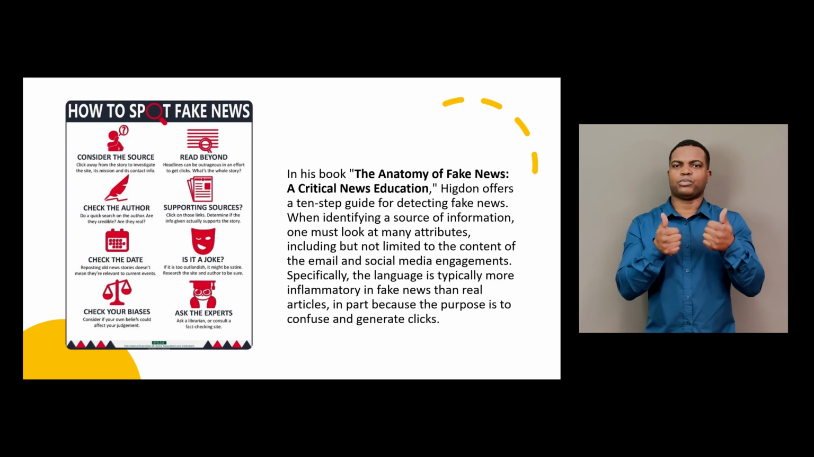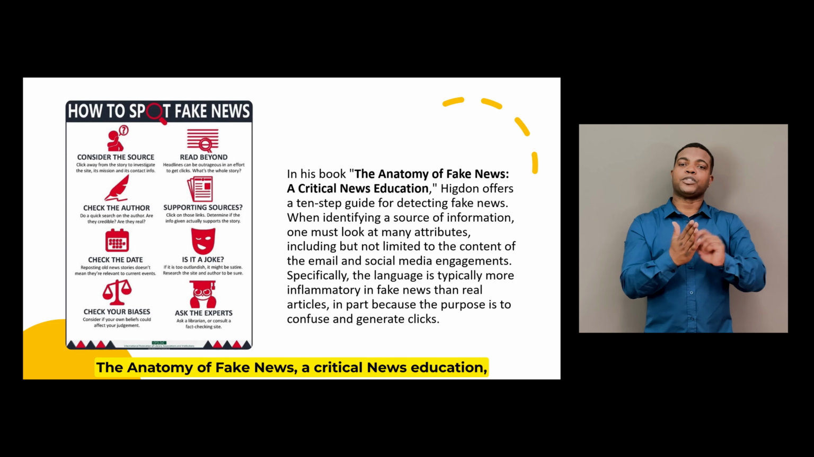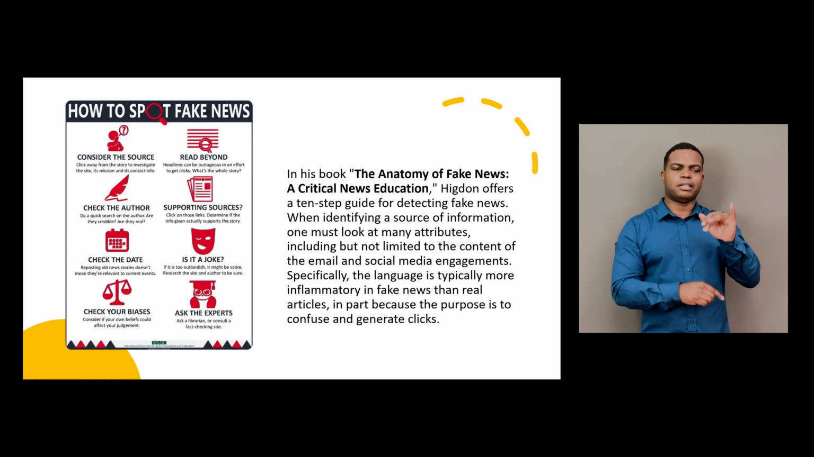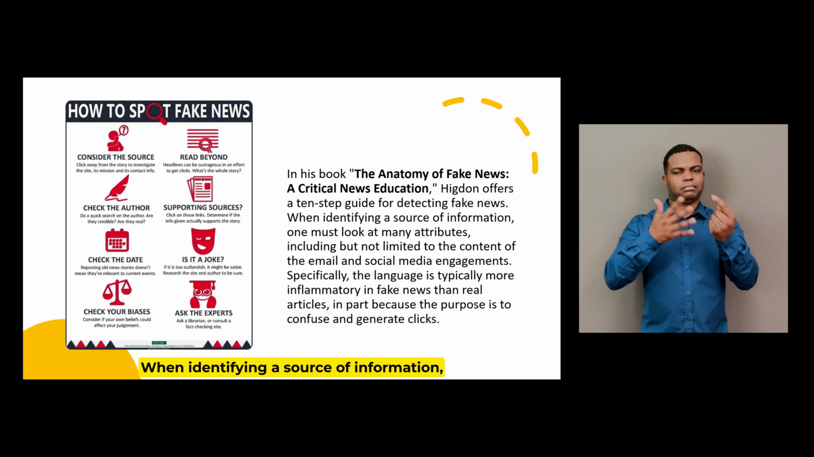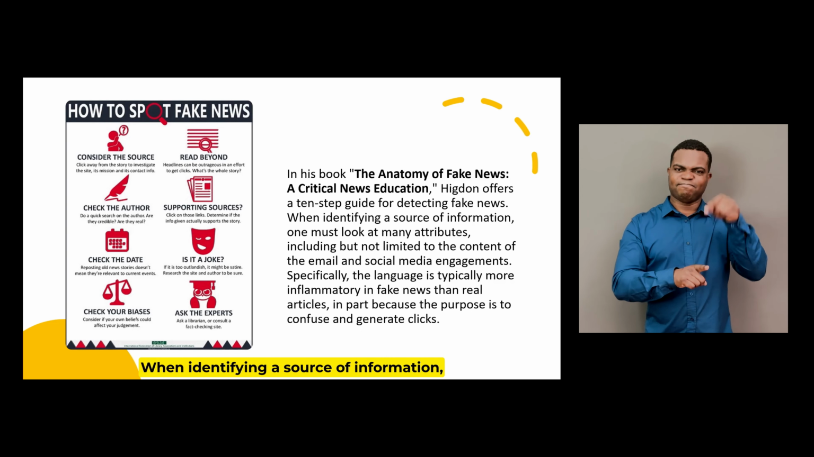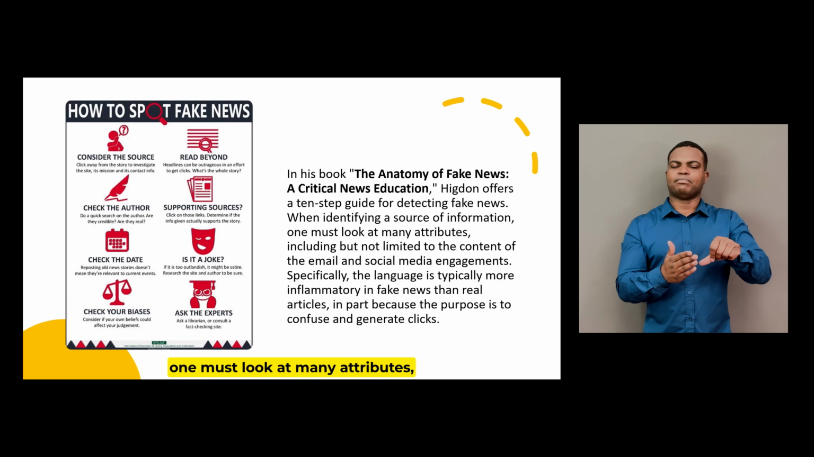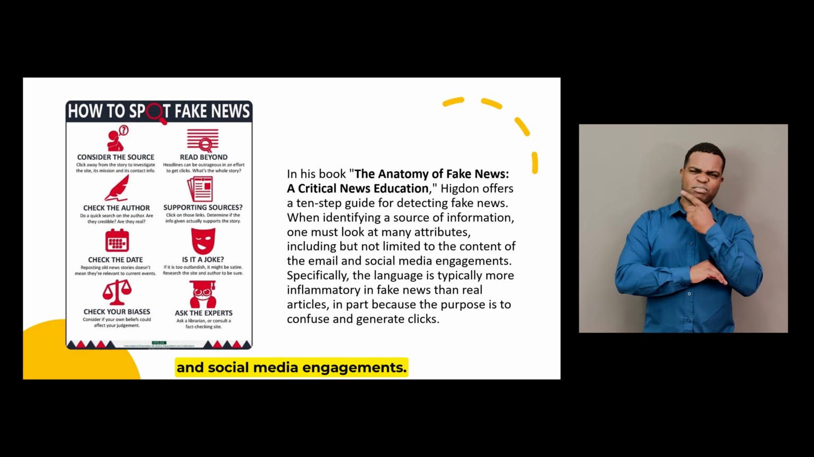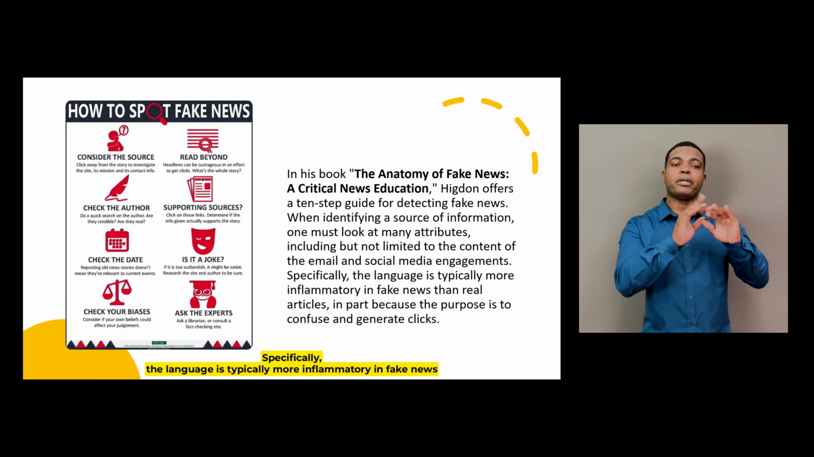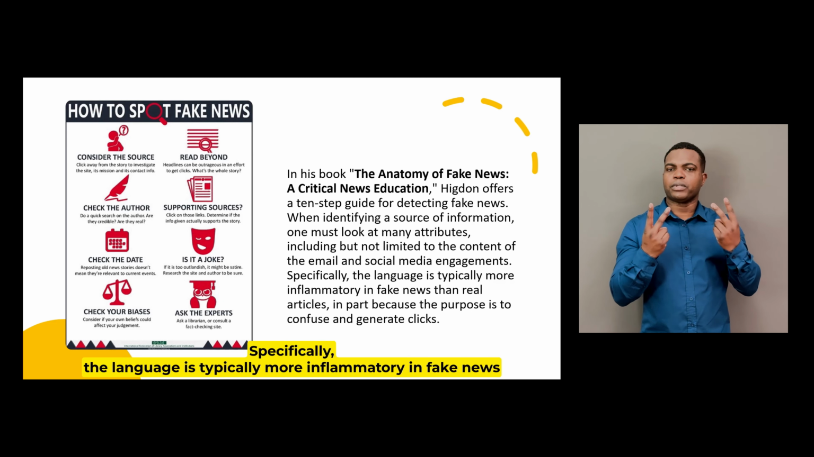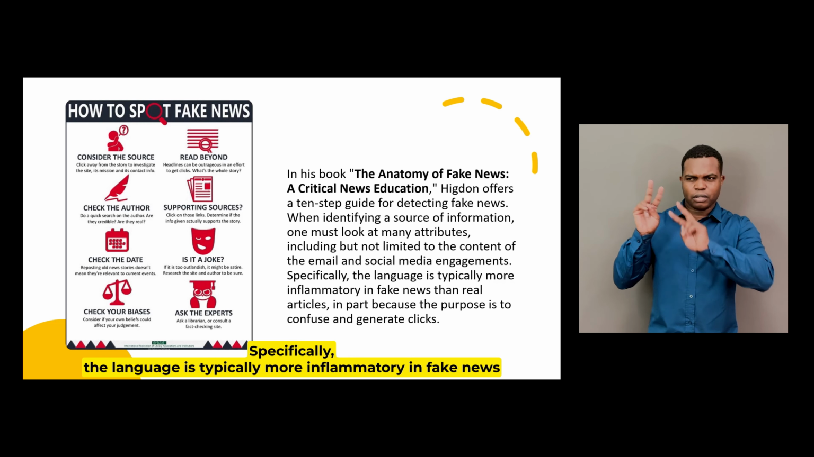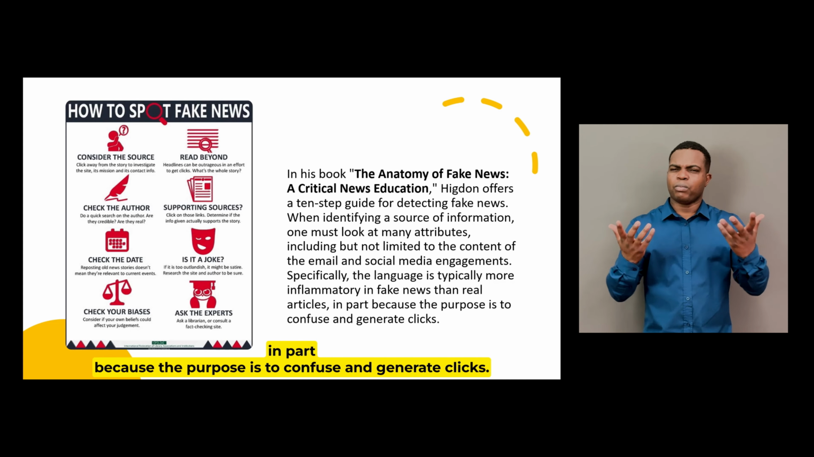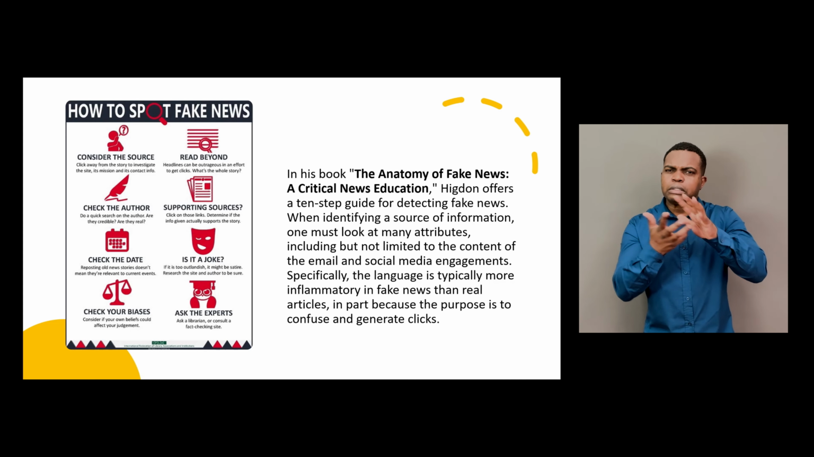In his book, The Anatomy of Fake News, A Critical News Education, Higdon offers a 10-step guide for detecting fake news. When identifying a source of information, one must look at many attributes, including but not limited to the content of the email and social media engagements. Specifically, the language is typically more inflammatory in fake news than real articles, in part because the purpose is to confuse and generate clicks.